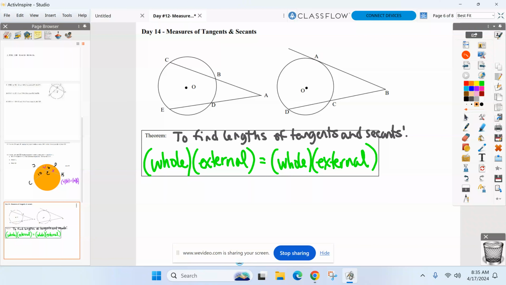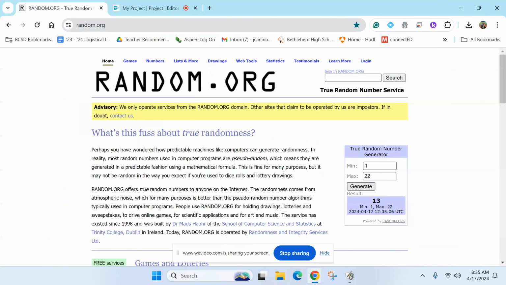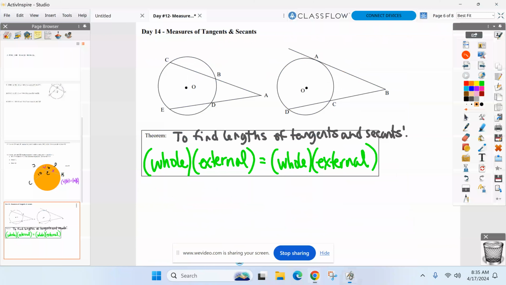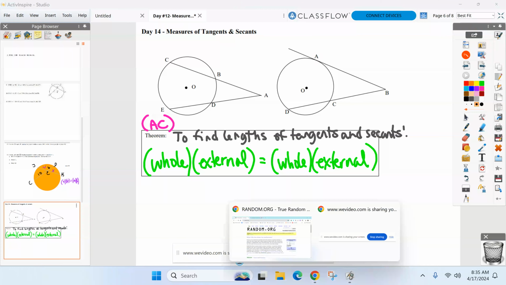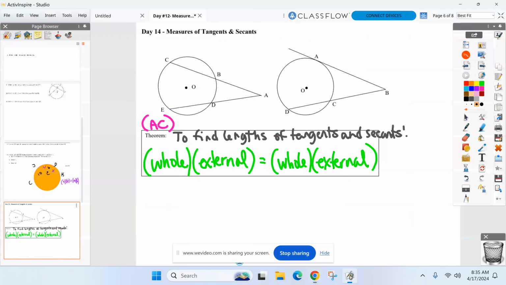You guys told me that these were two secants. Name a whole secant for me, please. Name one whole secant in that diagram using the letters. Jonathan? AC. All right, so what I would do here is AC, whole secant, times its external part, the part of AC on the outside. So AC, that secant, what's the part on the outside going to be? Lily? Good job. So I would do AC times AB. Set that equal to, now go to the other secant.